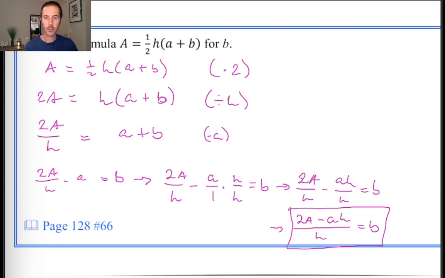Irritating to have to go through those last couple of steps, but a good reminder of how to create a common denominator and what you might not have thought of before, which is that the technique of creating a common denominator involves this wonderful trick, which comes up very frequently, multiplication by 1.